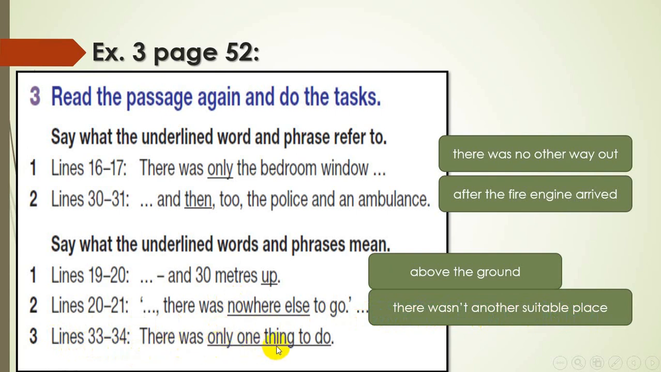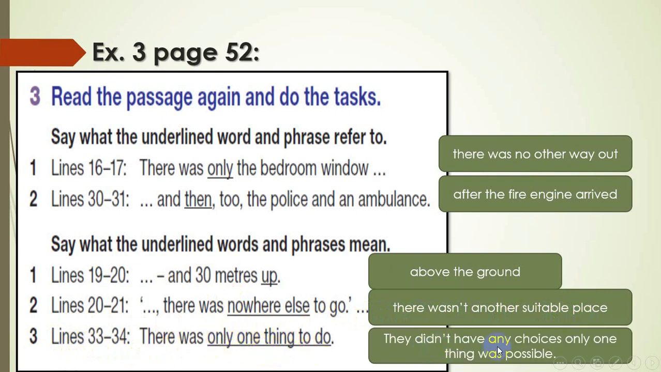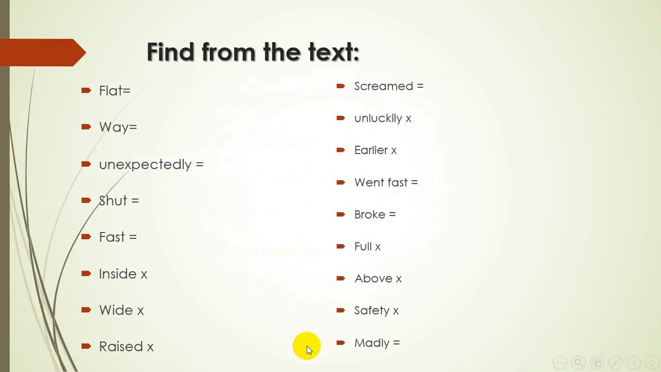Lines 33 to 34. There was only one thing to do. كان هناك شيء واحد للقيام به. They didn't have any choices. لم يكن لديهم خيارات. Only one thing was possible. كان هناك شيء واحد ممكن القيام به.